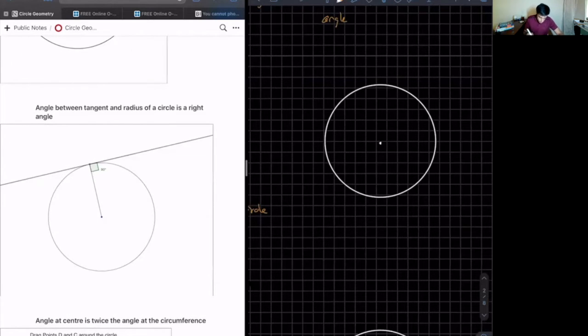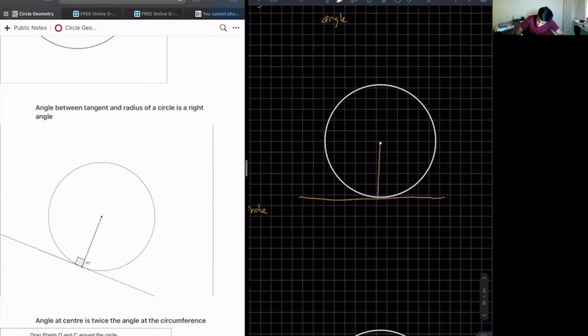This one's really cool. It's also actually pretty self-explanatory, but the angle between a tangent, so this is this line up here, and the radius, which is this line down here, is always a right angle, no matter where you go. It doesn't matter where you are, okay? So let's draw out a line and a tangent, maybe another line, another tangent, 90 degrees. Guys, you have to say, I am pretty good at drawing freehand tangents, right?